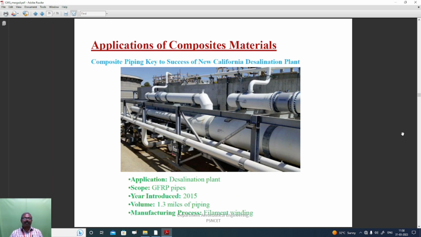The desalination plant, in that GFRP pipes are used. Nearly 1.3 miles of piping they used in this plant. The filament winding process is used to produce these GFRP pipes.